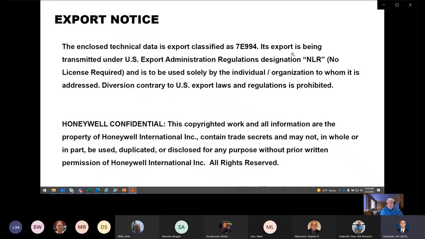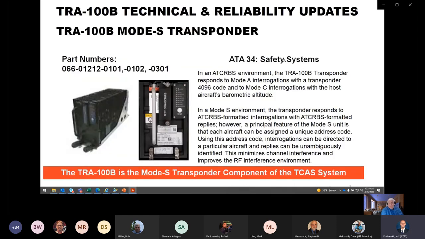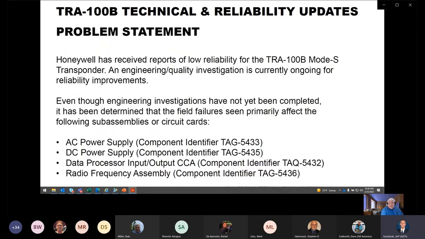Export control notice. The enclosed technical data is export classified as 7A994 or no license required. The TRA-100B Mode S transponder, which includes ADS-B functions, is capable of Mode A, Mode C, and Mode S interrogations, and is a critical component of the overall CAS-100 Honeywell TCAS system. Recently, Honeywell has received reports of low reliability for the TRA-100B, and we have an ongoing engineering quality investigation.